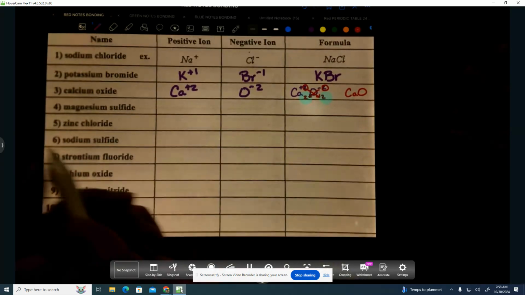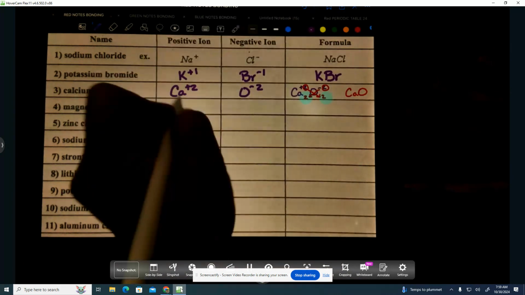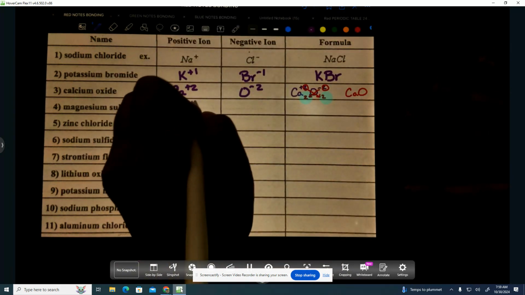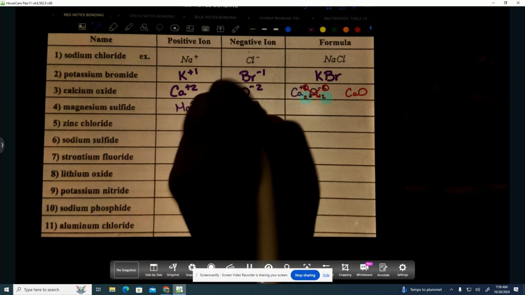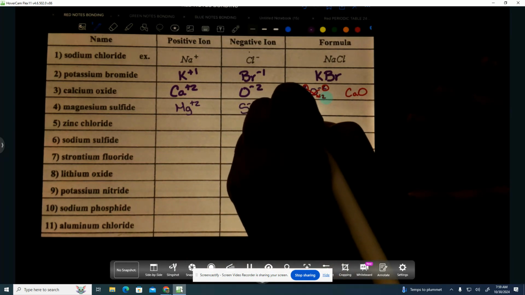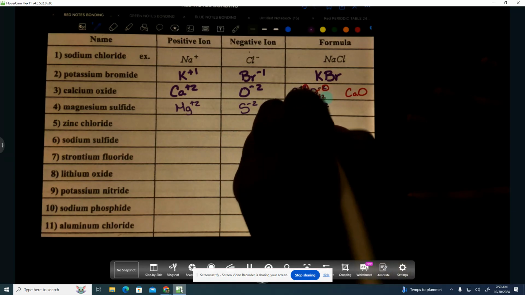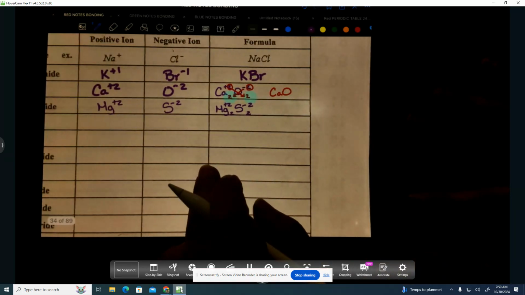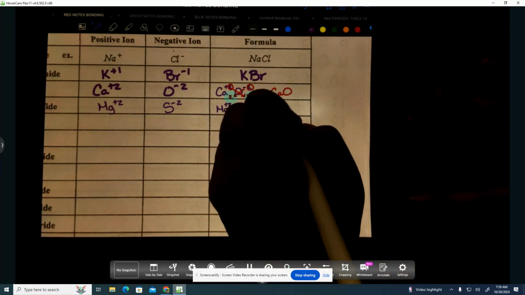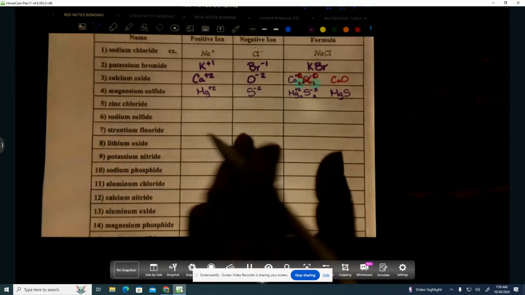All right, magnesium sulfide. Magnesium is a +2, sulfur is a -2. Same exact thing happens. Magnesium with a +2, sulfur with a -2. 2 goes down here, 2 goes down here. We have to reduce them, so it becomes MgS.